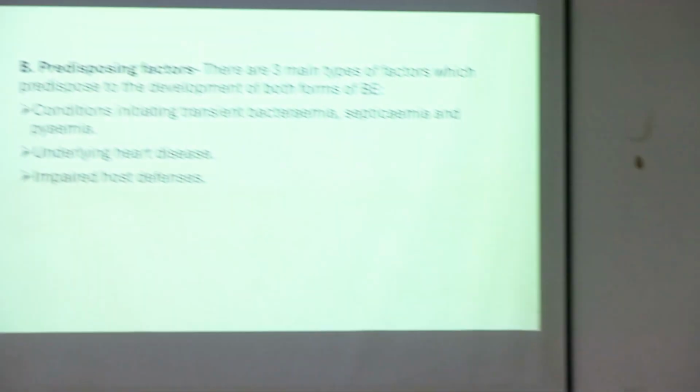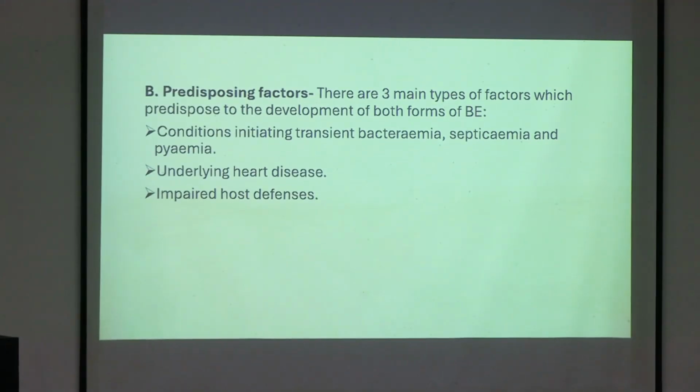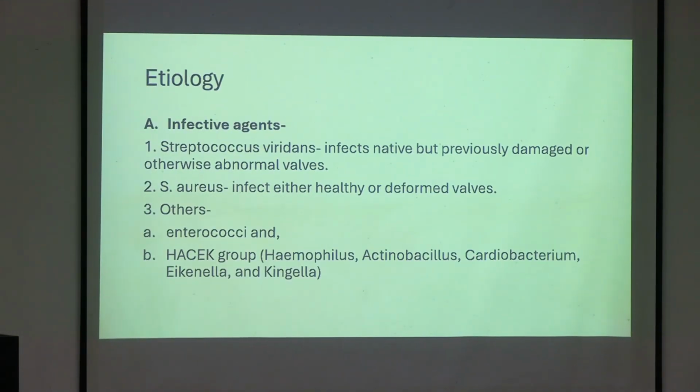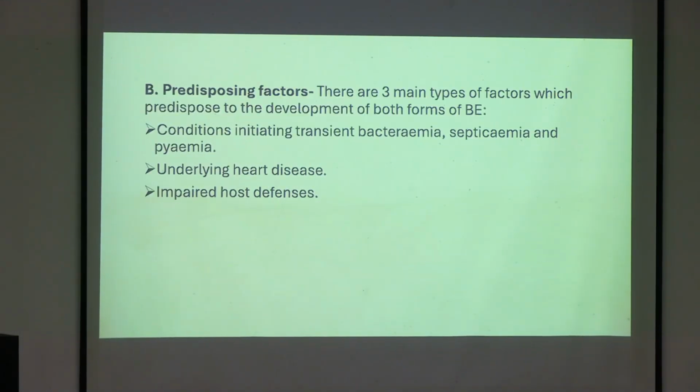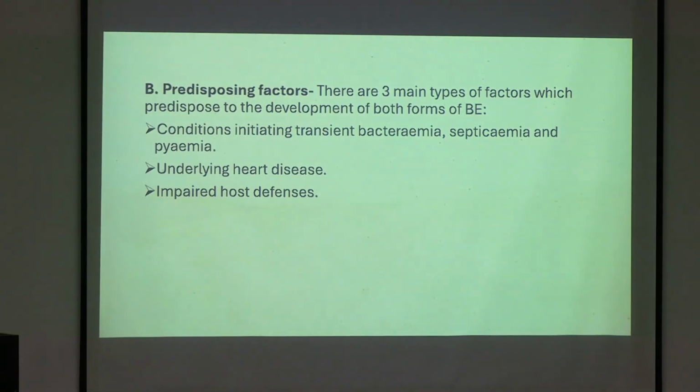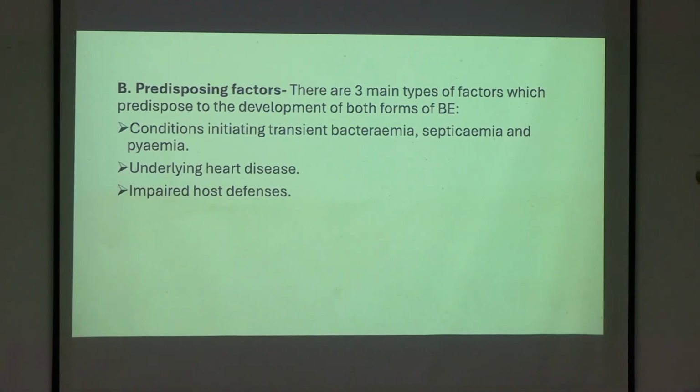So next is predisposing factors. So this is one of the etiology, these infective agents. Next is predisposing factors. So there are three main types. What are these? These are conditions which initiate bacteremia, septicemia and pyemia, and then underlying heart disease. And third one is the impaired host defenses. So one by one we'll go.